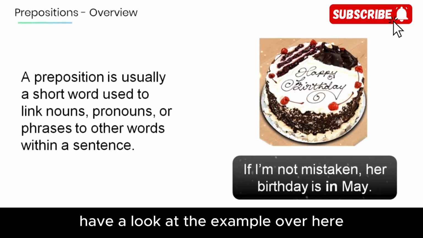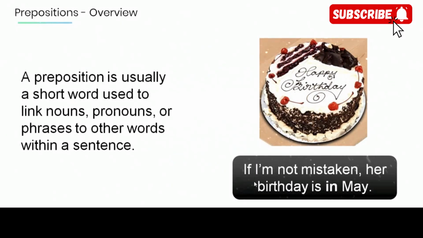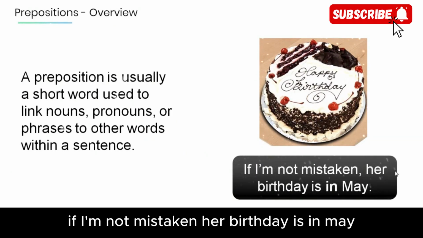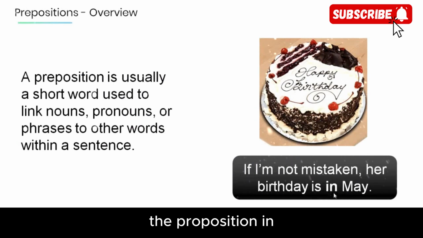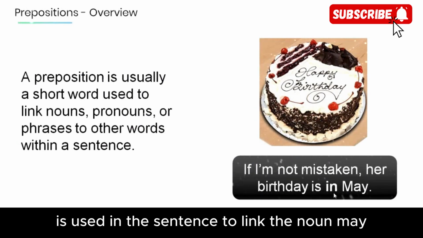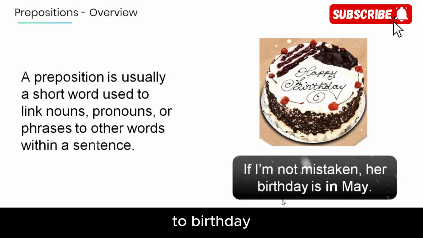Have a look at the example over here. If I'm not mistaken, her birthday is in May. The preposition "in" is used in the sentence to link the noun "May" to "birthday." Her birthday.